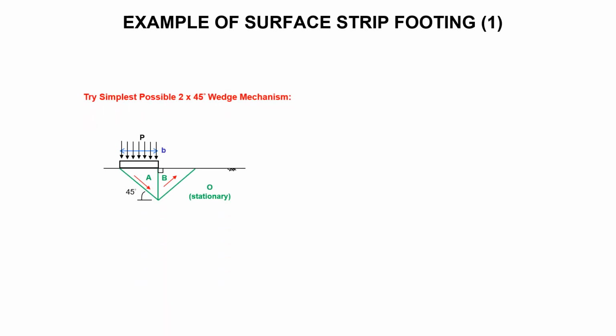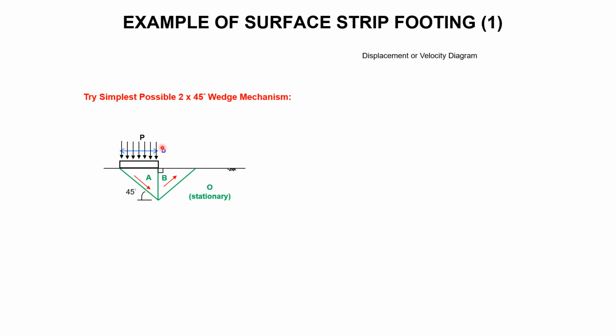So here we go with the first example of how to do it. We're going to try the simplest possible mechanism, two 45-degree wedges or triangles. This block here is going to slide down on a 45-degree failure surface, while this one slides up on a 45-degree failure surface, and there'll be relative movement between blocks A and B. O is a stationary soil. P is a stress applied to the foundation over a width B.